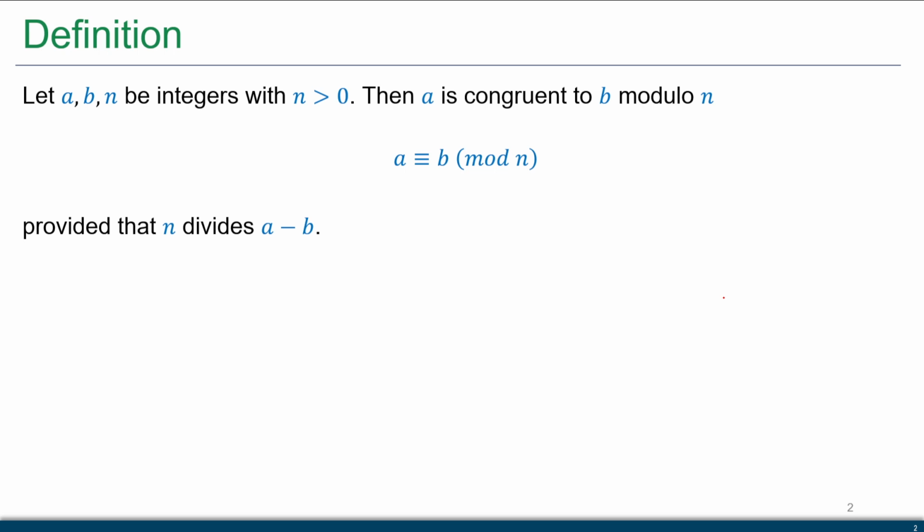Let a, b, and n be integers, with the only condition that n has to be strictly greater than 0. Then a is congruent to b modulo n, and we're not necessarily saying equal here, we're saying it's congruent. It's going to have the same sort of flavor, but it's not exactly the same, so to indicate it's not equal, we use the 3 lines here. So a is congruent to b modulo n provided that n divides a minus b. Basically, the distance between a and b is a multiple of n. To see this, let's jump to the workspace for a second.